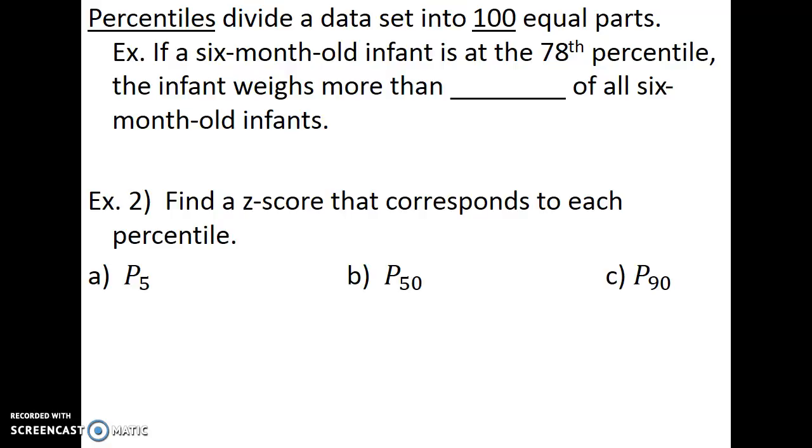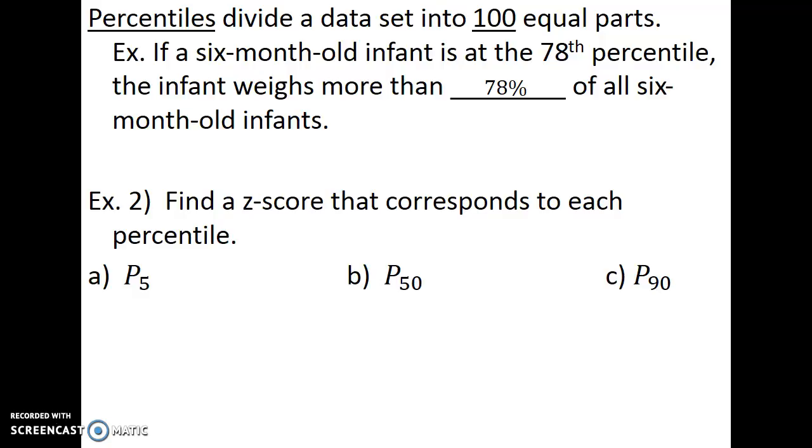So now when we talk percentiles, percentiles divide a data set into 100 equal parts, which means, for example, if they tell you some 6-month-old is at the 78th percentile for weight, then that infant weighs more than 78% of all other 6-month-old infants. So that percentile is the cumulative area below their value.